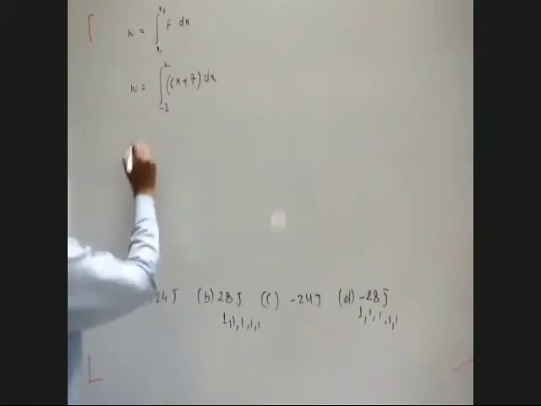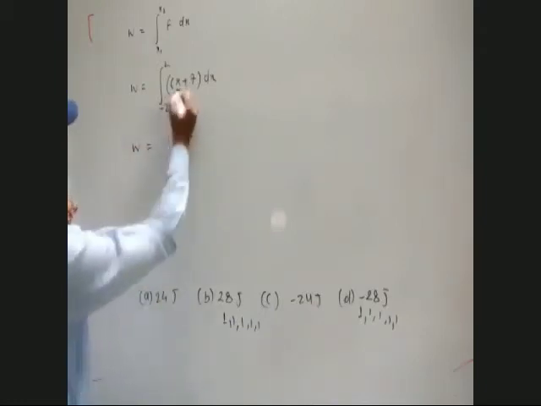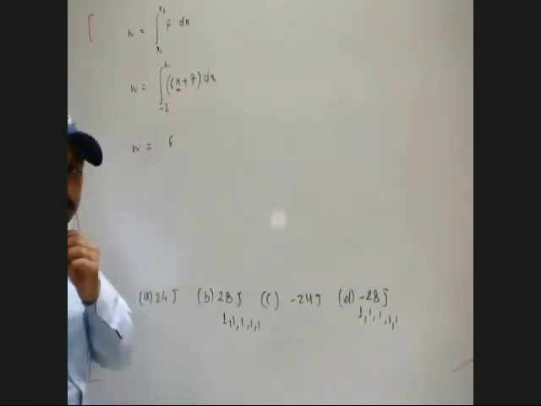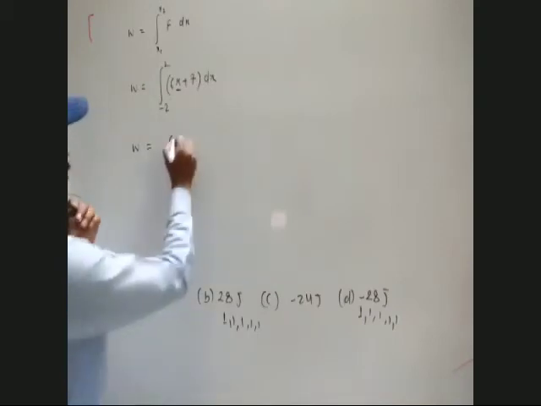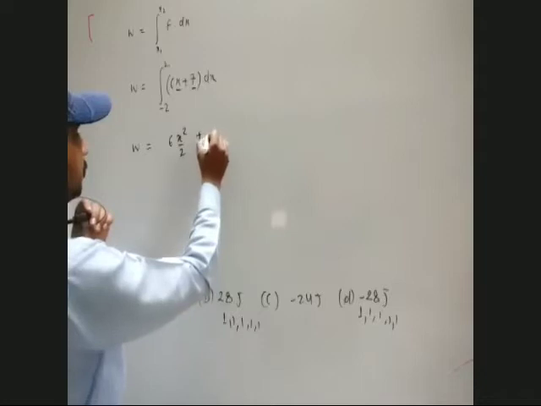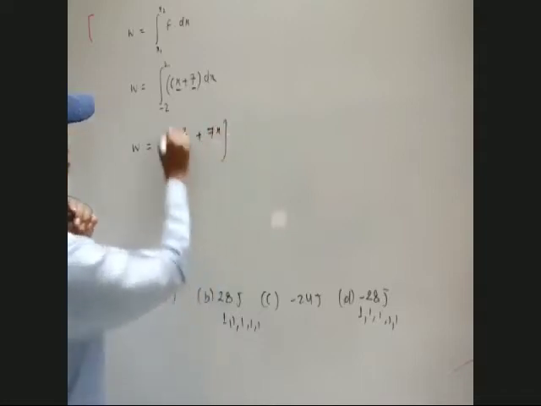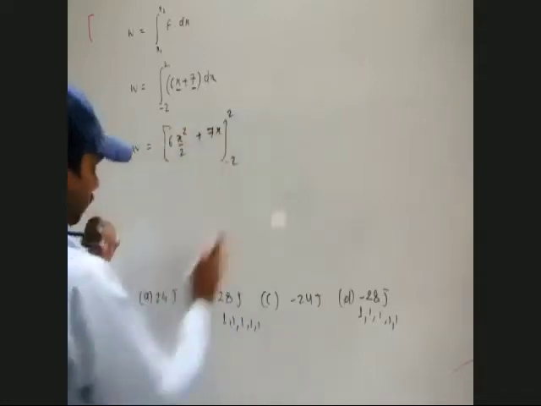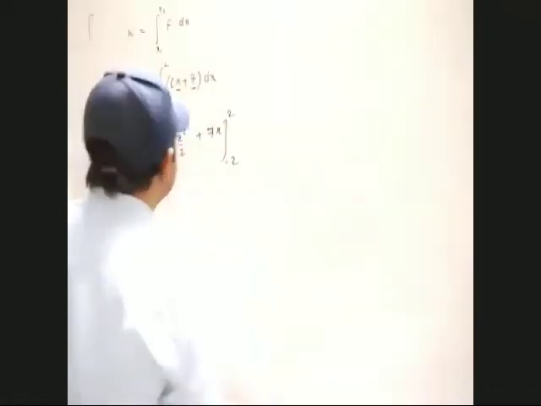Now tell me, what is the integration of x? x square by 2. Plus, and of 7? 7x. Good. Here is the limit. Now what do we do? We first put the upper limit and then the lower limit.